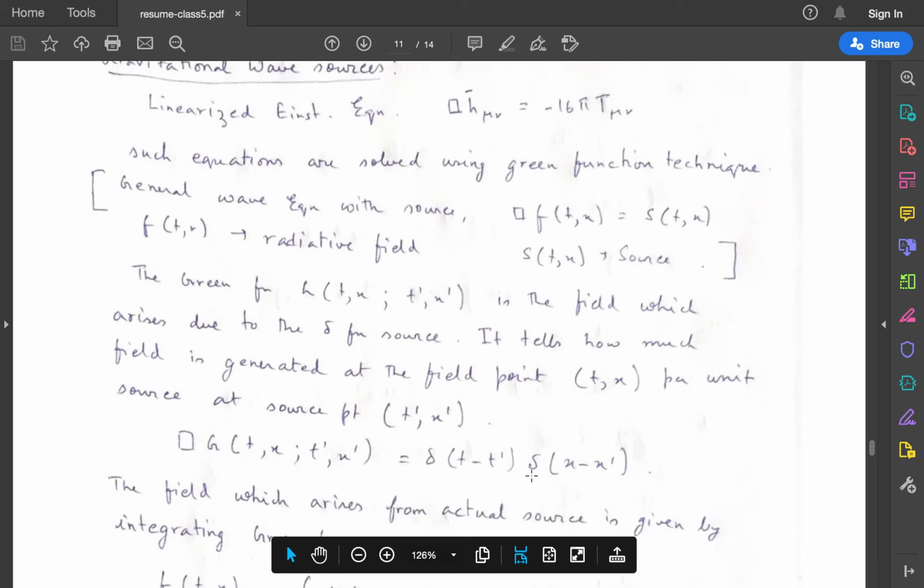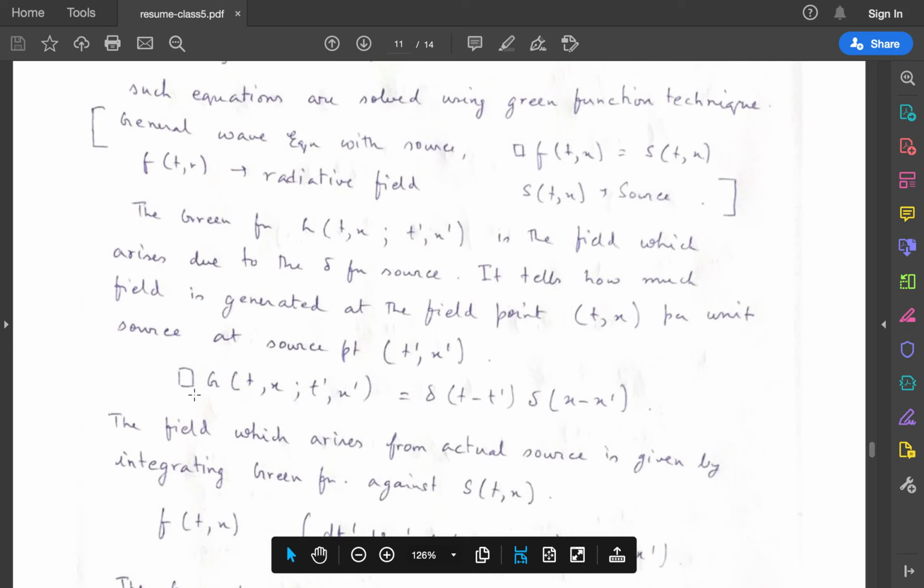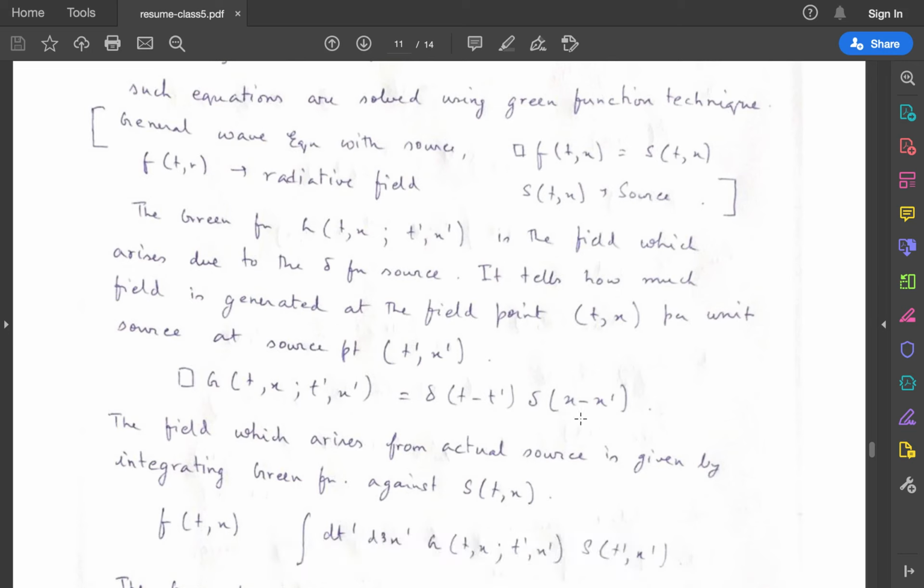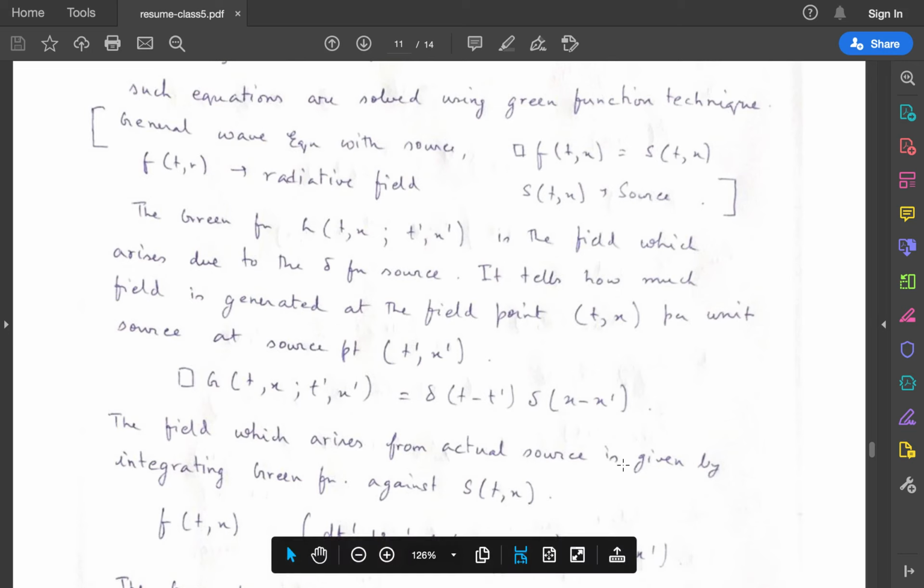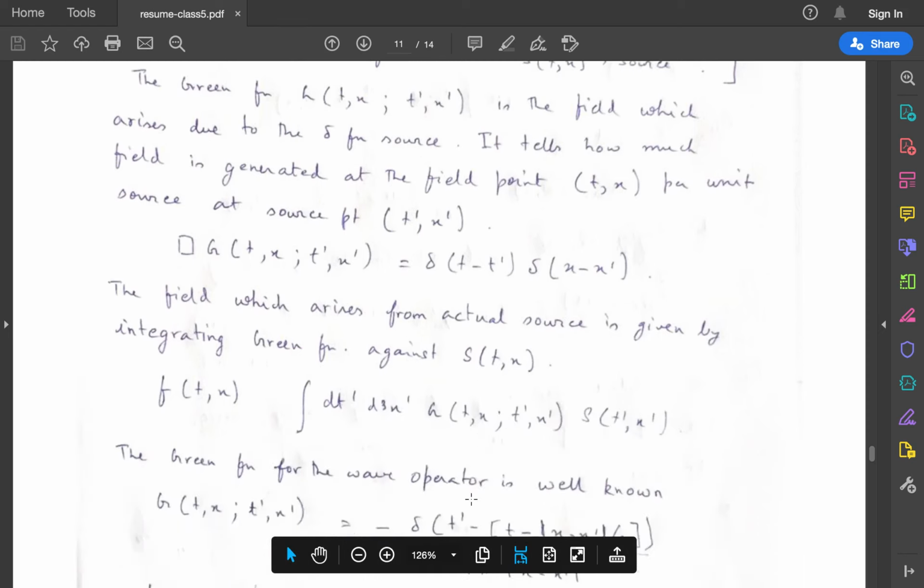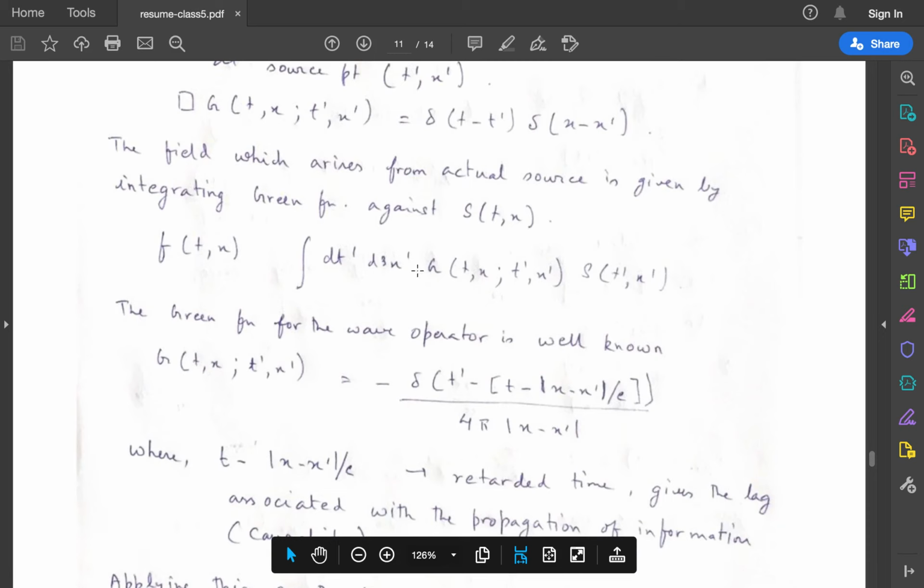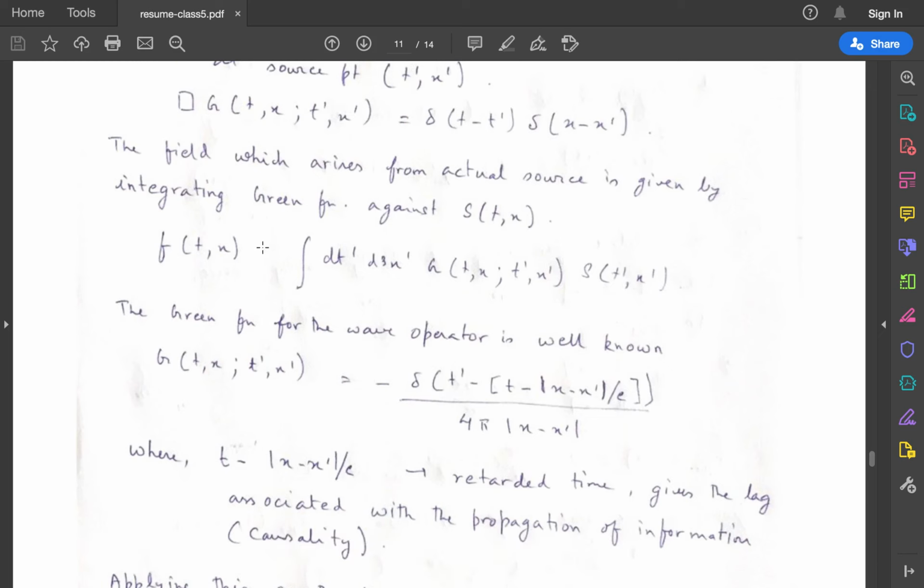So the Green's function is defined by the d'Alembertian of G(t,x) equal to the delta function of t and x. The field which arises from an actual source is given by integrating the Green's function against s(t',x'). This is a four-dimensional integration, remember, for spacetime: three space and one time.